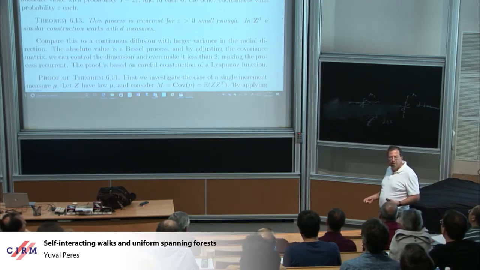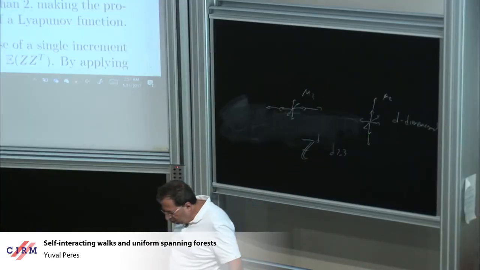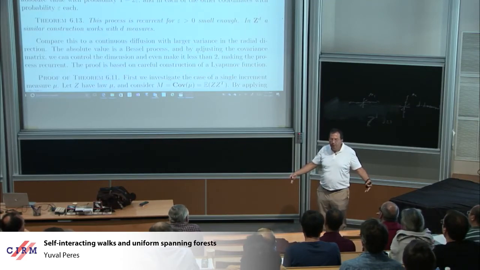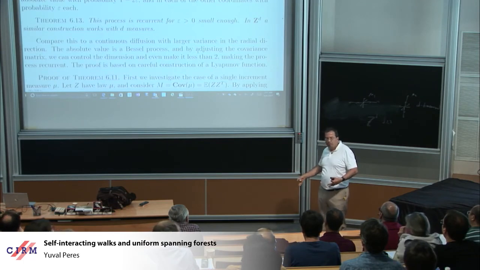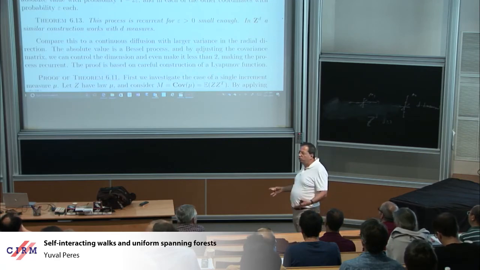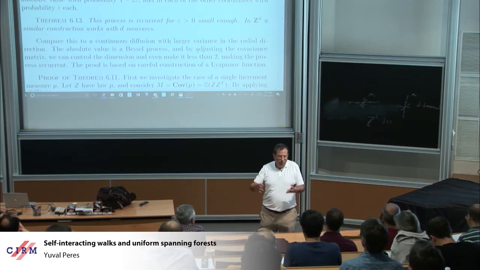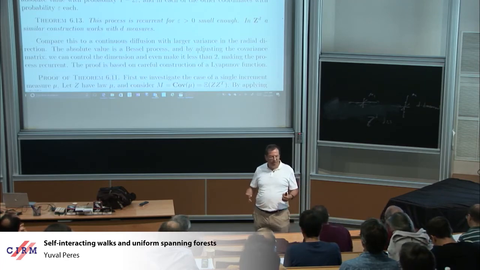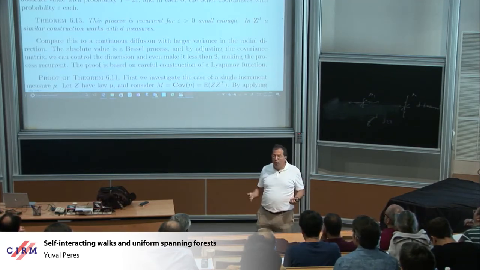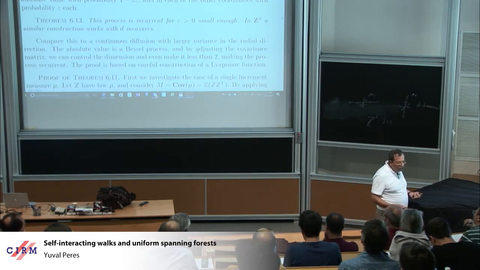Okay? Is this clear? We're walking in Zd, d is at least 3. And we walk around. If we reach a vertex for the first time, we use the jump distribution mu1. If we are at a later visit, we use the jump distribution mu2. Now, each of these measures by itself, mu1 and mu2, yields a transient walk. Okay? If we are just walking with mu1, it's very classical that this will be transient. The question is, this combination, which is a random walk with memory, could this be recurrent?